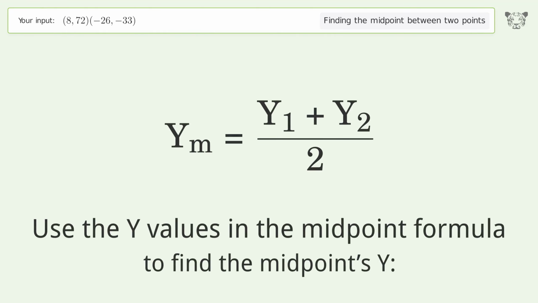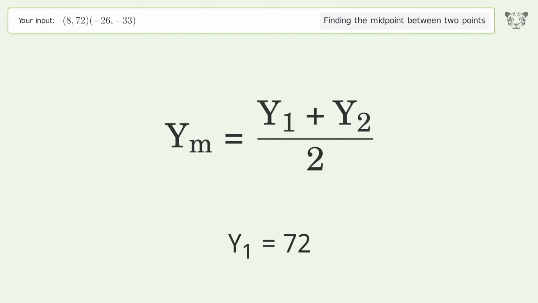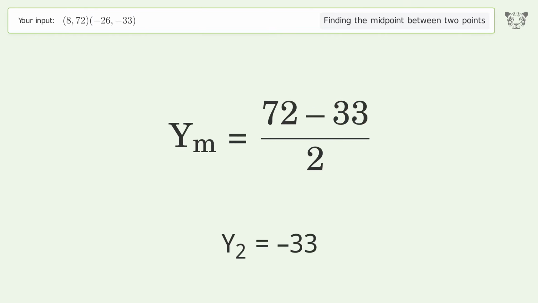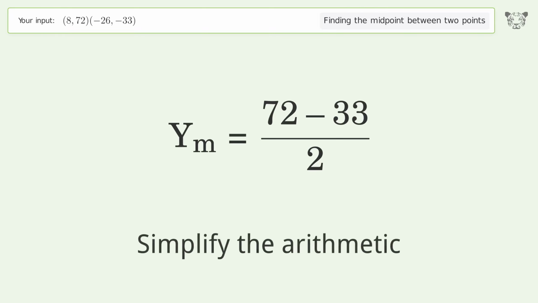Use the y values in the midpoint formula to find the midpoint's y. y1 equals 72. y2 equals -33. Simplify the arithmetic.